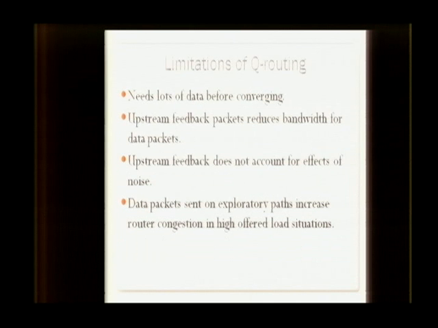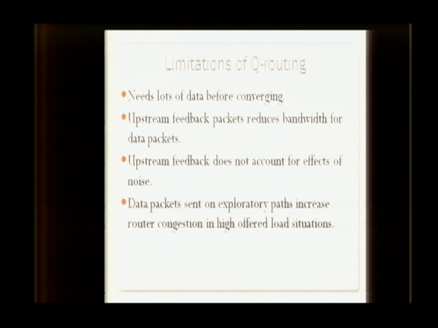The limitations of Q-routing. Like any Q-learning algorithm, it needs lots and lots of data before it converges. And while it's converging, your data is moving around the network and it is not necessarily getting to its destination at all. The upstream feedback packet reduces bandwidth for data packets. If you have nodes that are communicating data and routing control packets all on the same channel, every packet you send this way, you're sending another packet this way. You just cut your available bandwidth in half.